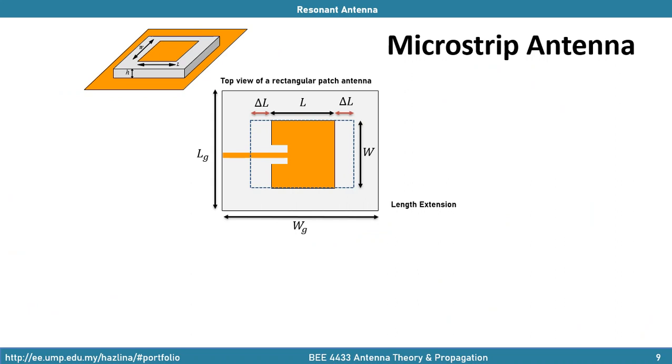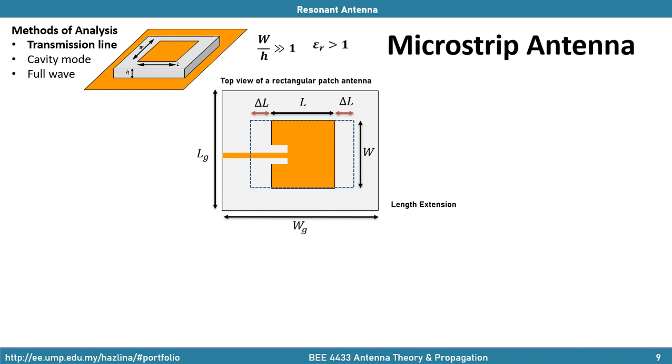There are 3 methods used to estimate the performance of a microstrip antenna, namely transmission line, cavity mode, and full wave. In this session, we will look into the transmission line model for a rectangular patch microstrip antenna. Critical dimensions for the antenna include dimension of the patch, the length and the width, substrate height, and dimensions of the ground, length and width.